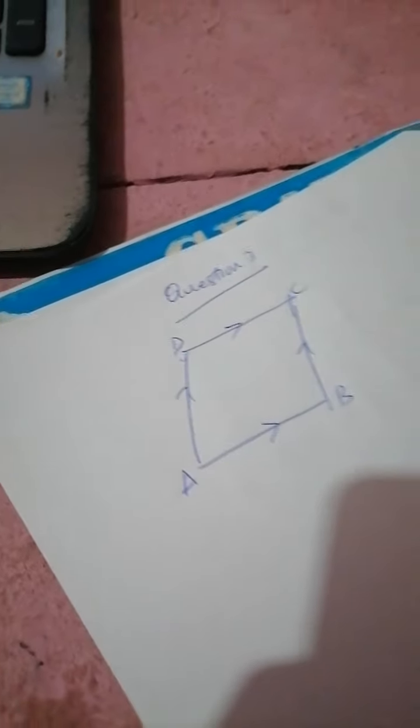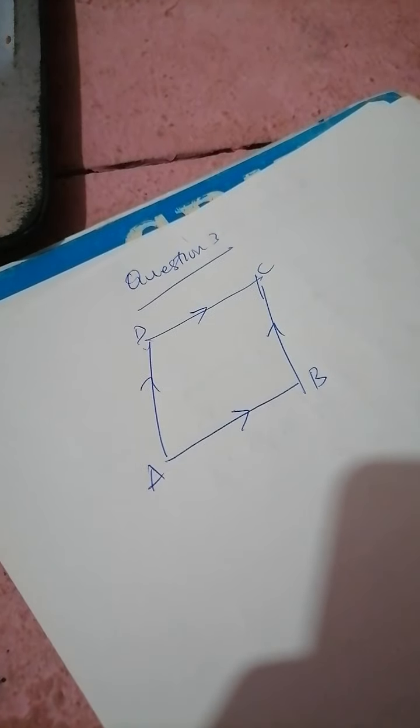So we have a parallelogram over here. Let me draw my nice parallelogram. Now we all know the property of a parallelogram, right? A, B, C, D. Opposite sides are equal and parallel, right? So now this is our parallelogram.